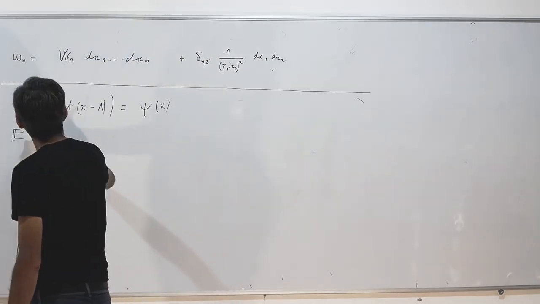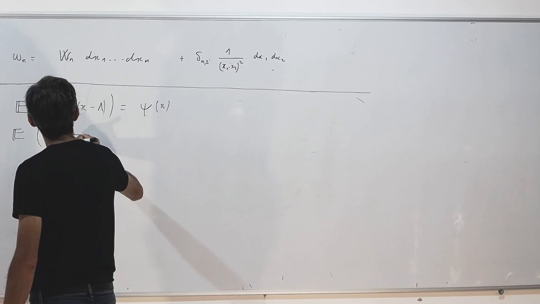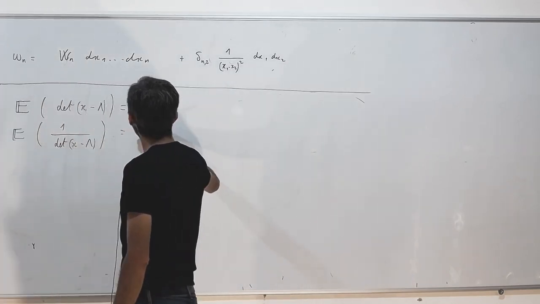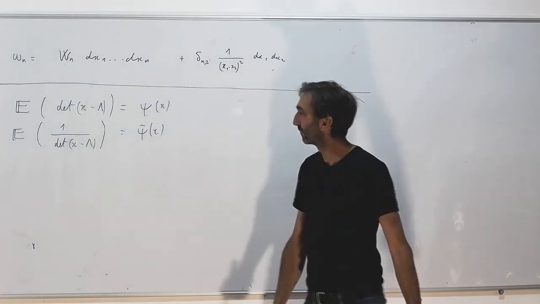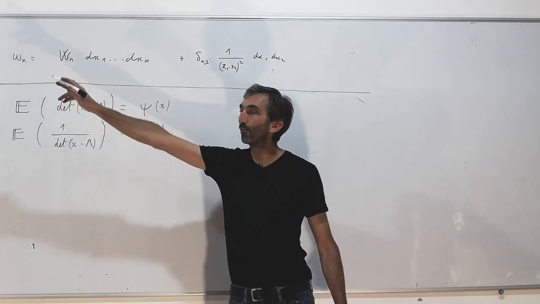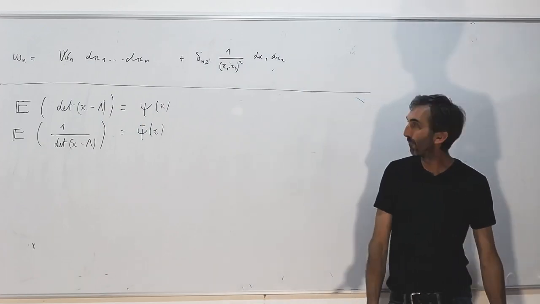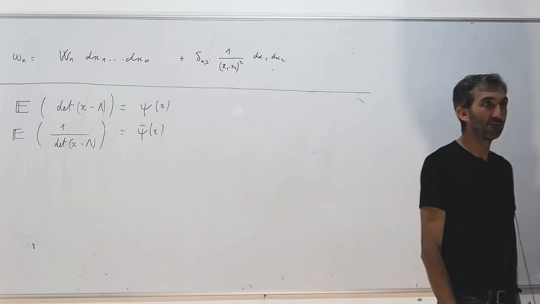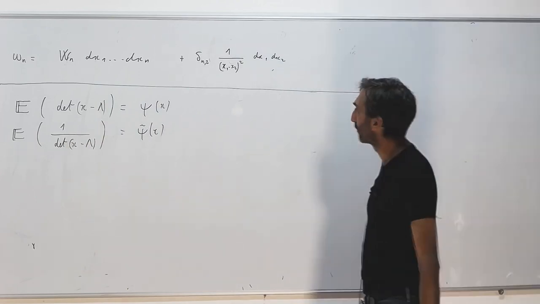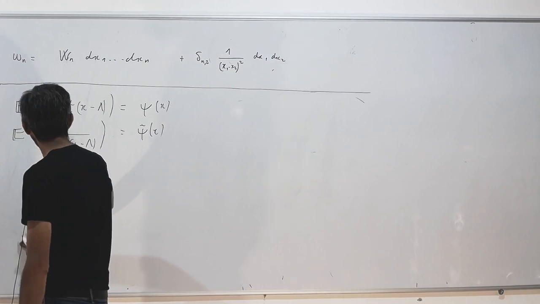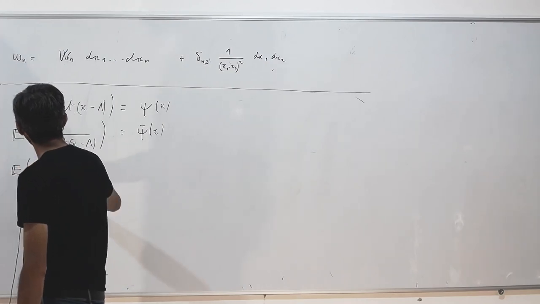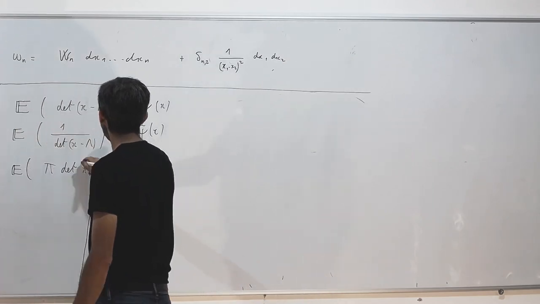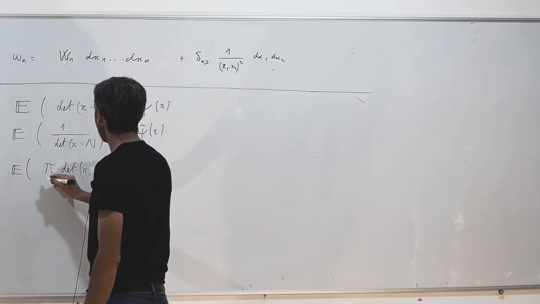There is also the one over determinant of x minus lambda that will be very useful. Let me call it psi tilde of x. This one has poles on the contours. I mean, it's singular along the contours. This one is regular everywhere except at infinity and at the poles of V. We have more generally expectation values of product of determinant of xi minus lambda to some power alpha i, i equals 1 to, let's say, k.